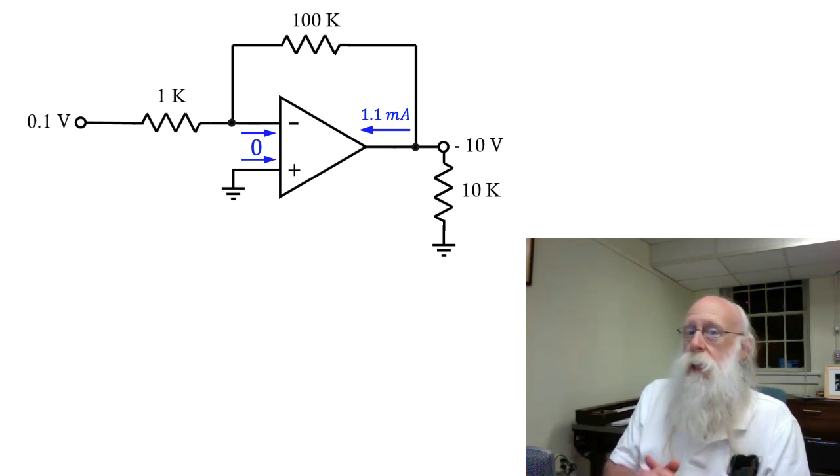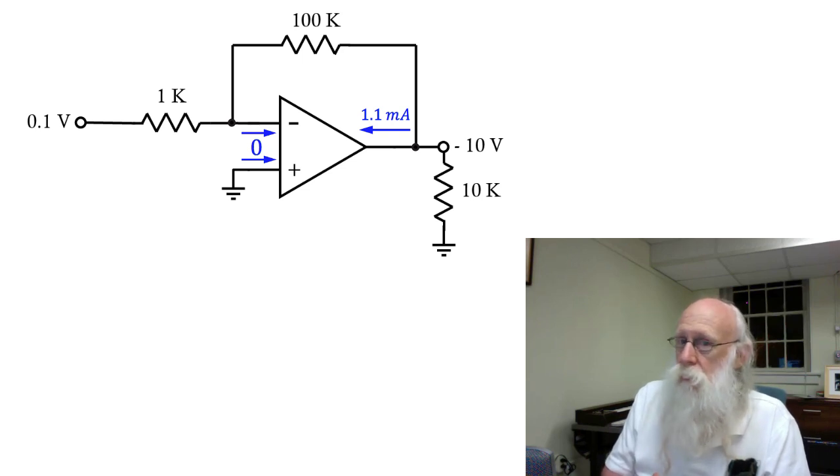For now, let's just say that 1.1 milliamps in this specific circuit actually returns back through the power supply connections. That's how Kirchhoff's current law is satisfied.